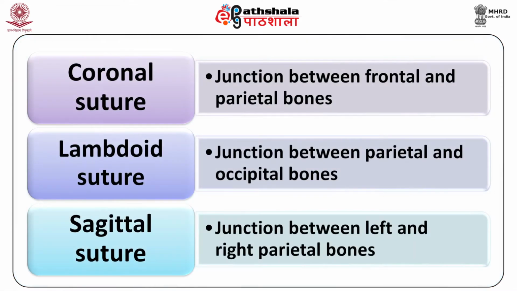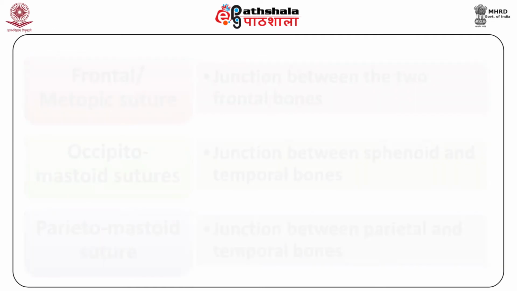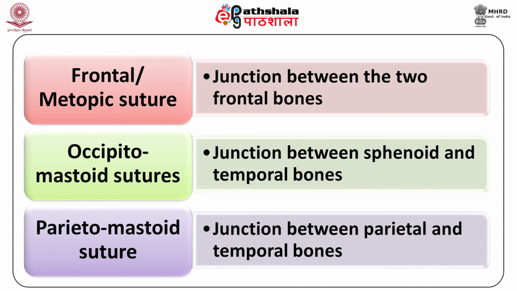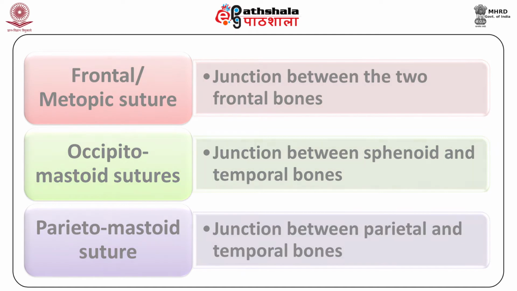The coronal suture, that is the junction between the frontal and parietal bones. Here it is situated. The lambdoid suture, junction between the parietal and the occipital bones. The sagittal suture, the junction between the left and right parietal bones. The frontal or the metopic suture, junction between the 2 frontal bones. The occipitomastoid suture, the junction between the occipital and temporal bones. Then the parietomastoid suture, junction between the parietal and temporal bones.